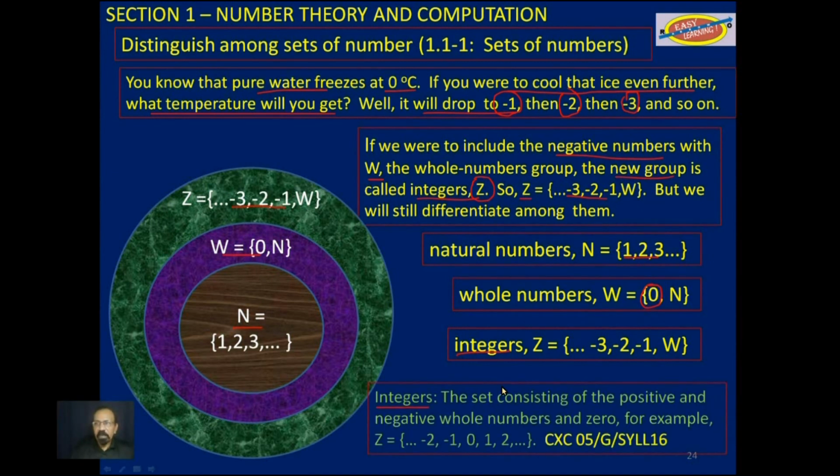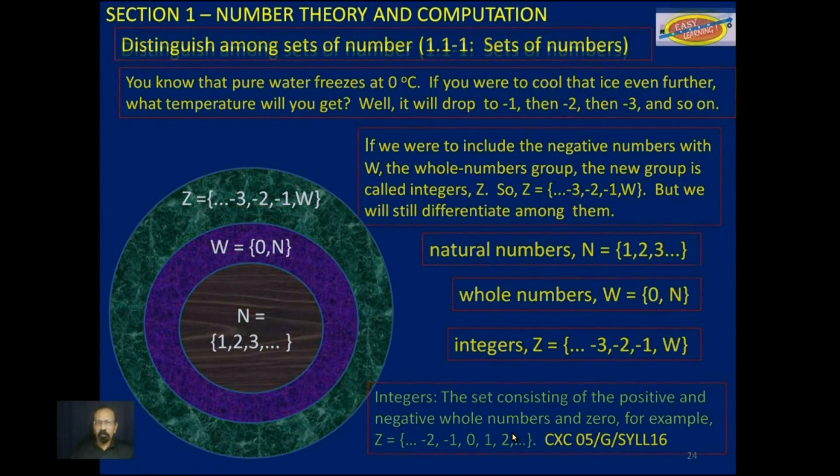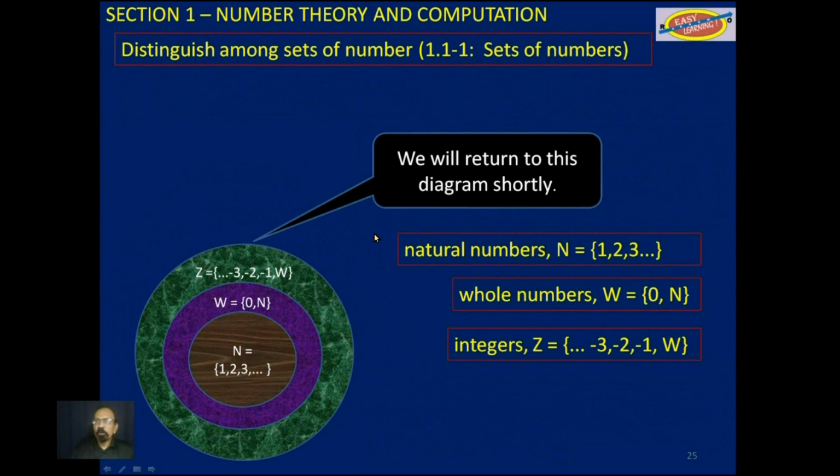Your syllabus defined integers as the set consisting of positive and negative whole numbers and 0. And they give an example: Z is equal to the set -2, -1, 0, 1, 2, and so on. Now we will return to this diagram shortly. But for now, we know what integers are, we know what the whole numbers are, we know what the natural numbers are.